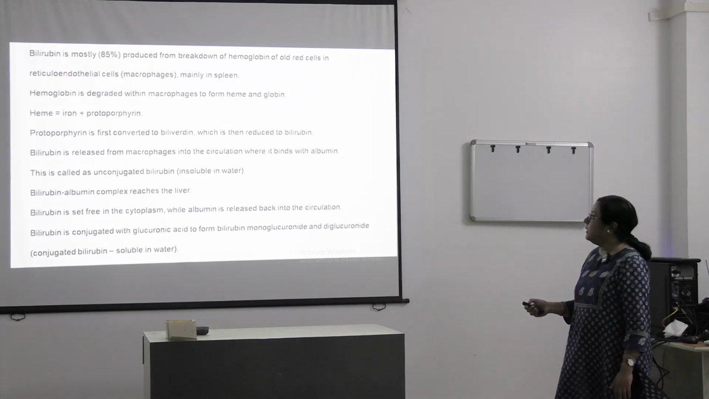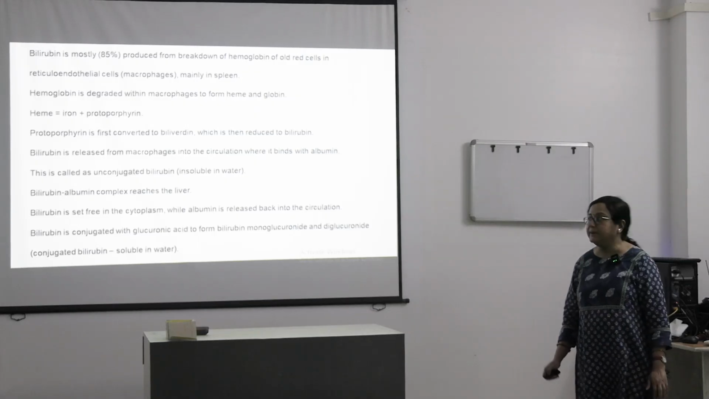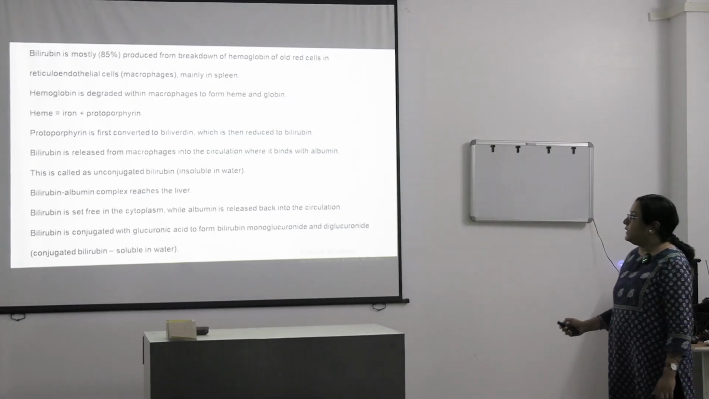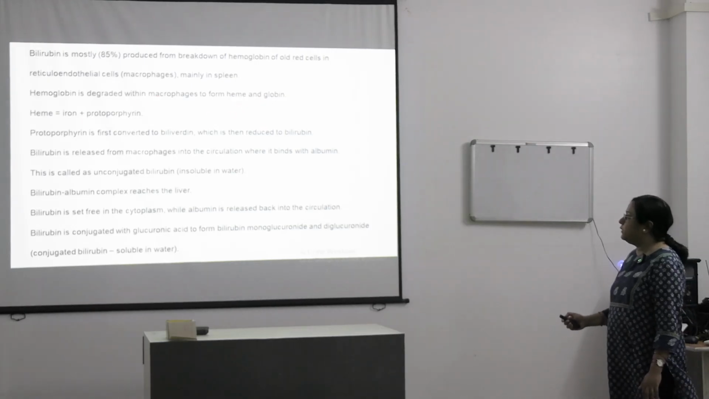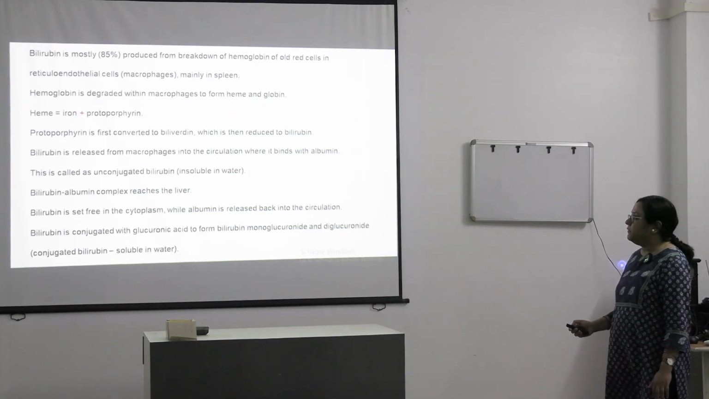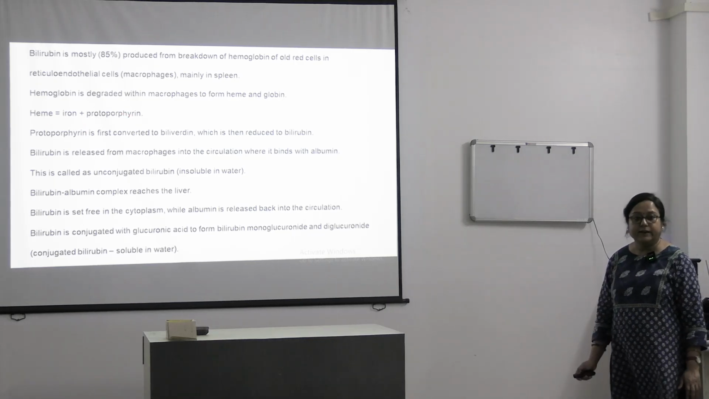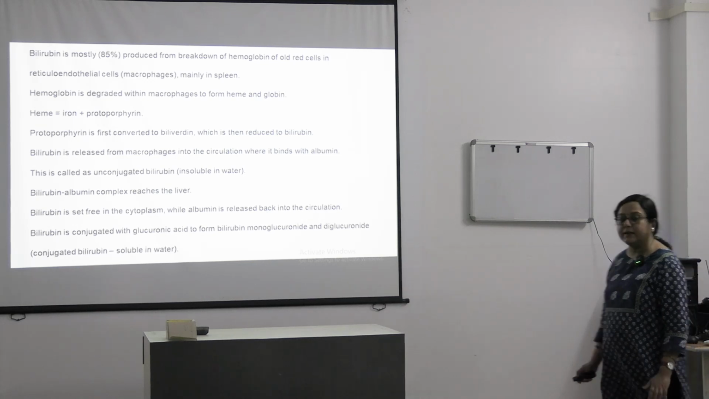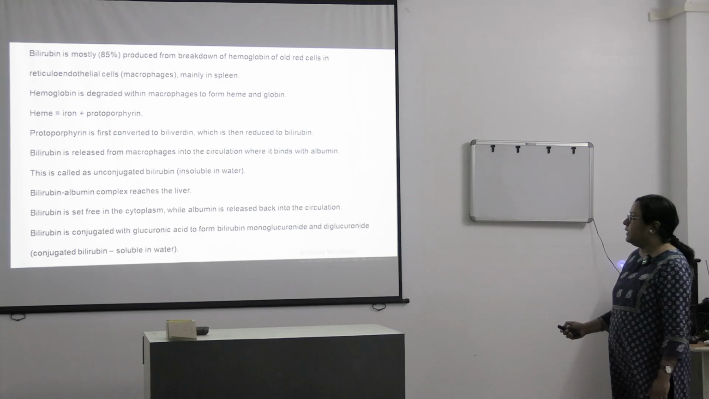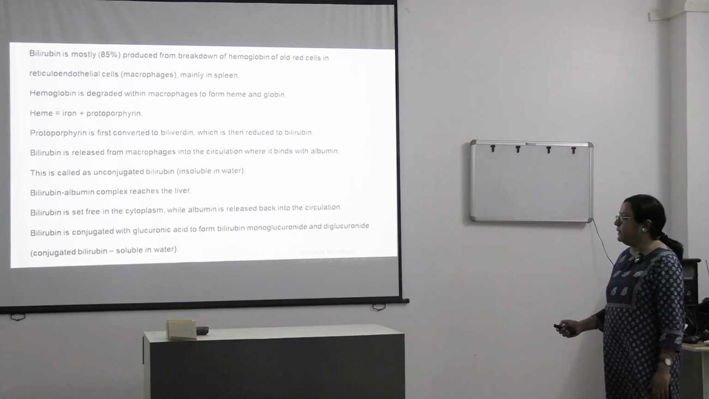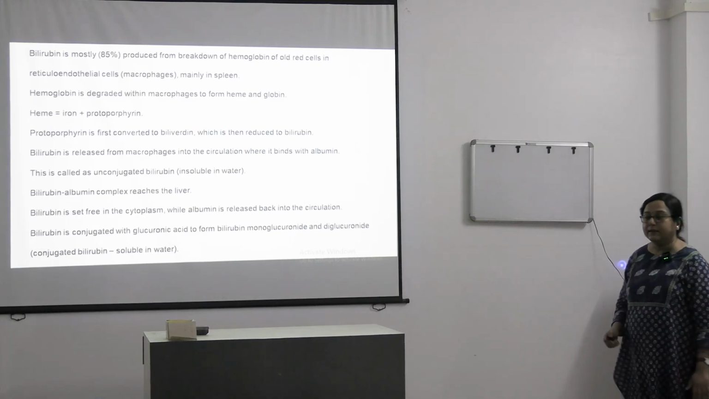Next, here is the write-up that bilirubin is produced from breakdown of hemoglobin of RBC in the macrophages, mainly in the spleen. So, hemoglobin is degraded to form heme and globin. Heme is made up of iron and protoporphyrin. The iron which is released after degradation of heme is stored as ferritin, and the protoporphyrin is converted to biliverdin, then bilirubin. Now, the bilirubin binds with albumin as we have seen in the diagram.